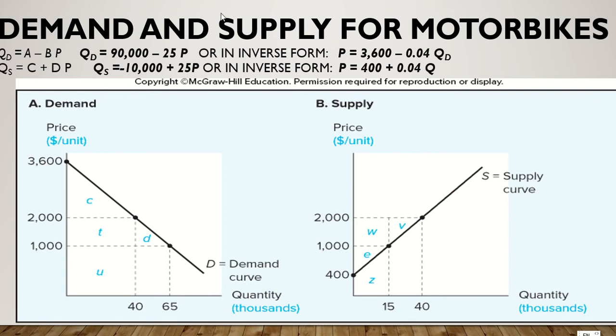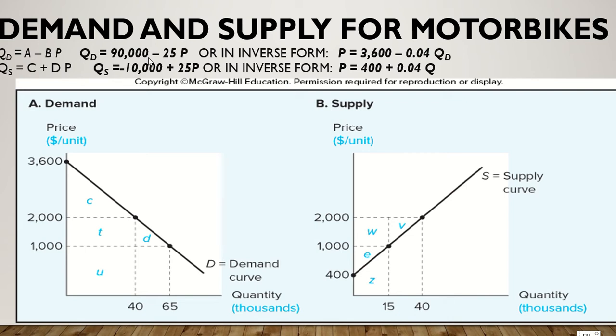So here's the demand and supply curve separately. Let's take a look at the demand curve first. Okay? So this demand curve is derived from a linear equation, the demand equation, given by Q sub D, used to denote quantity demanded, equal to 90,000 minus 25P.